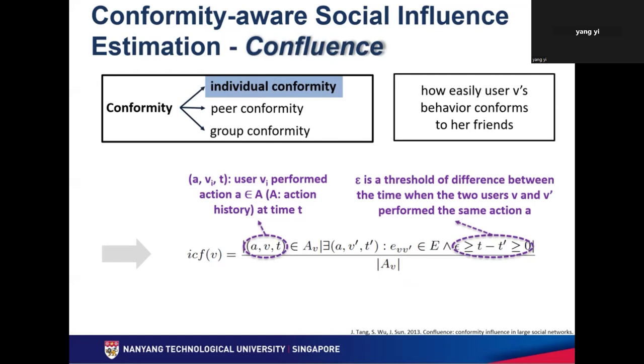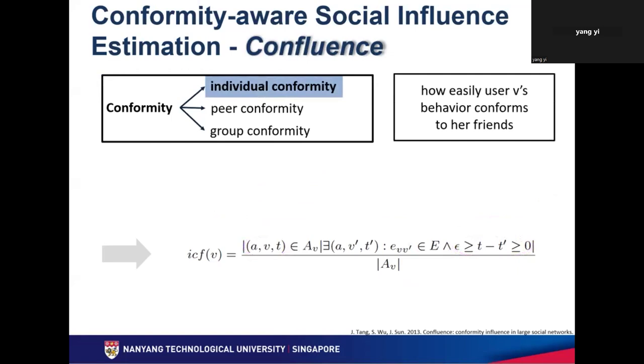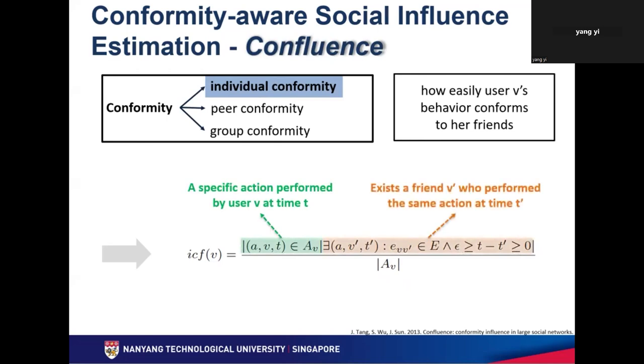So this function tries to model the proportion of V's actions, or posts, that are influenced by his peers. In the upper part, we first have a specific action performed by user V at time T. If there exists a friend V prime who performed the same action earlier, it is a sign of influence from V prime to V. This is divided by the number of all actions performed by V. So this is the proportion of V's actions which are influenced by its peers.